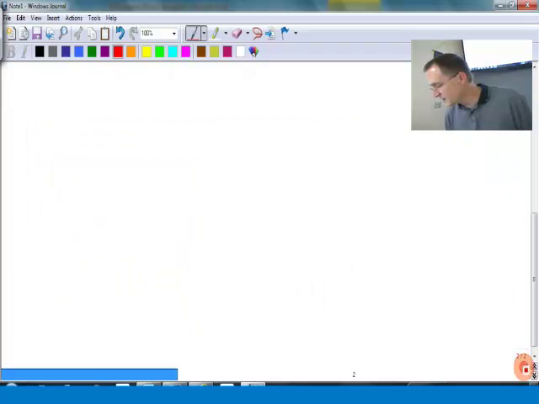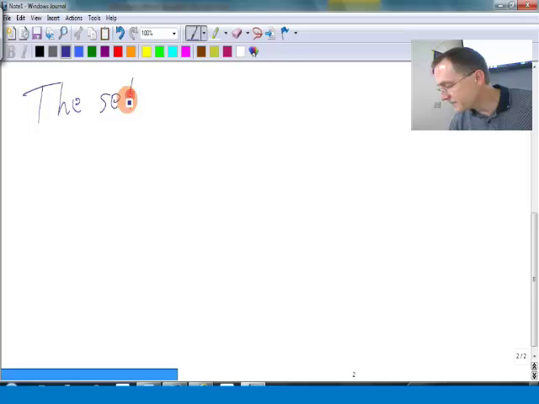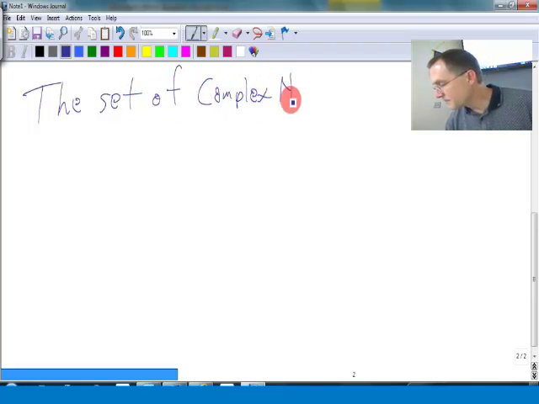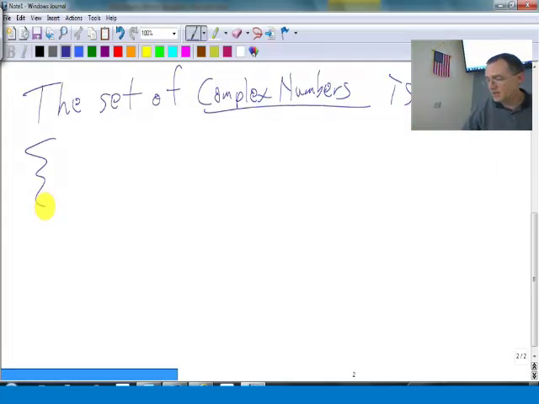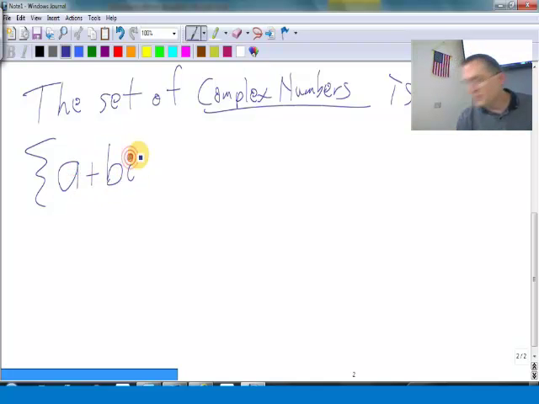And let's put that in the form of a definition. The set of complex numbers is, and I'm going to write it using set builder notation. It is a set, so it's an appropriate type of notation to use. The set of numbers that can be written in the form a plus b times i. We know what i is. It's the square root of negative 1. a and b are real numbers.